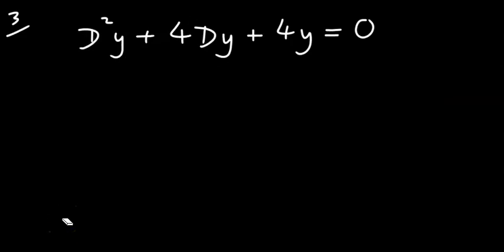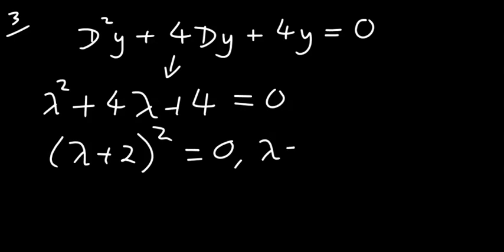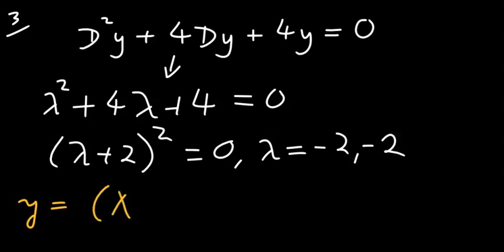Example 3. So again, this would lead to the following auxiliary equation, namely lambda squared plus 4 lambda plus 4 equals 0. Now when you factorize, you get lambda plus 2 squared equals 0. And the two values of lambda are identical, namely minus 2 and minus 2. And we are looking at case number 3. So the general solution to this problem will be a plus bx, where a and b are arbitrary constants, times e to the power minus 2x.